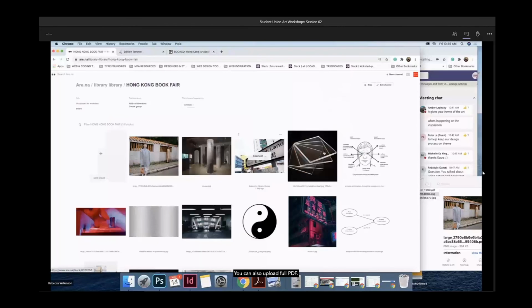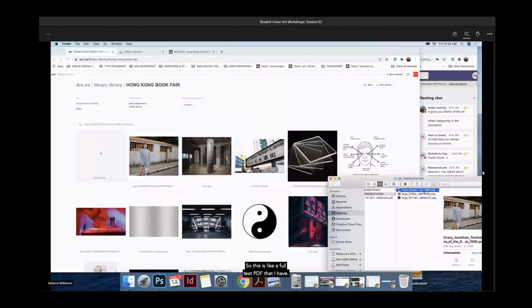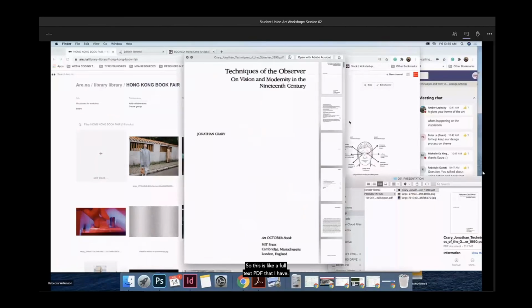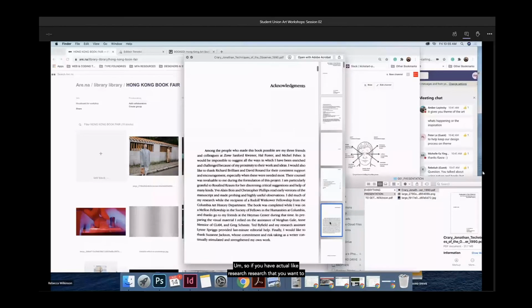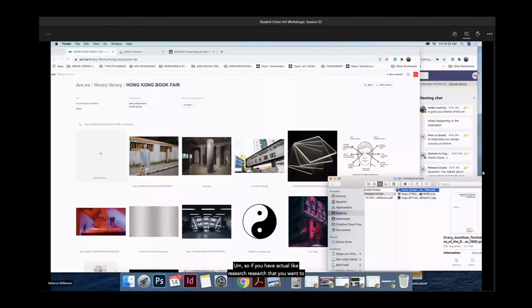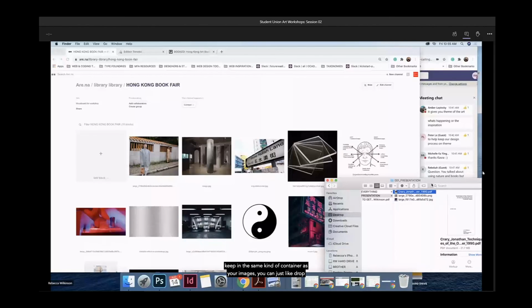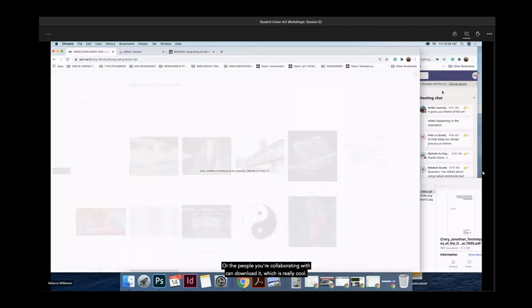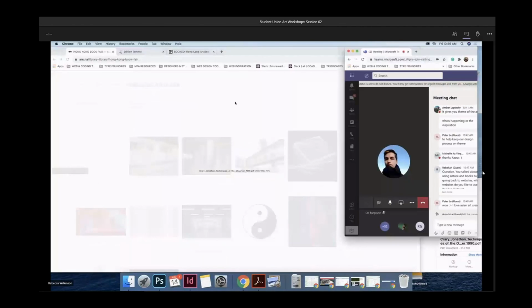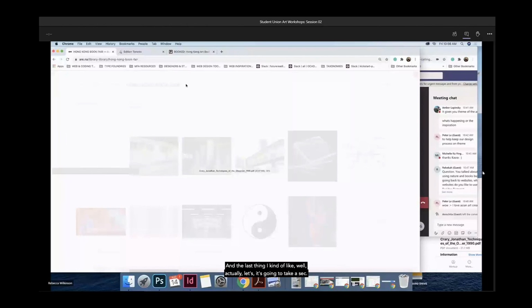You can also upload full PDFs. So this is a full text PDF that I have. If you have actual research that you want to keep in the same container as your images, you can just drop a PDF and then download it later, or the people you're collaborating with can download it, which is really cool. The last thing, well, actually, it's going to take a sec. But I'll continue. You can also share full websites.